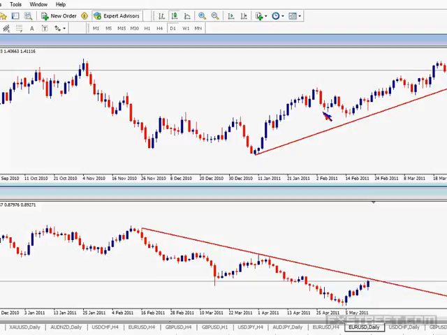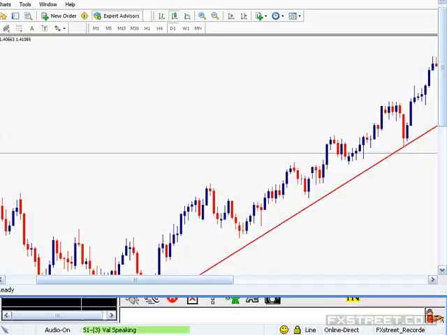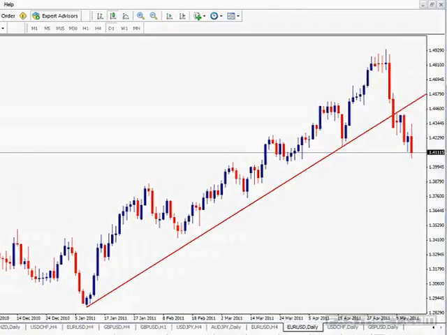Anyway, how do we draw these trend lines? How do we use these trend lines, right? When we are talking about a bullish market, like in the case of the euro dollar, the trend lines must be showing all the relative minimums, also called valleys in the pair.